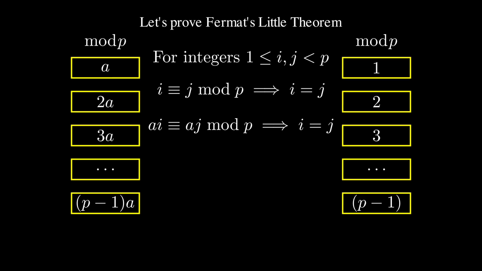For example, elements in the left set can be expressed as a times i and a times j, where i and j are greater than or equal to 1 and less than p. And so it essentially says if a times i is congruent to a times j mod p, or any elements in the left set are congruent, then those elements are equal to each other, implying, as in the previous case, that elements in the left set are all distinct. Now, we can't just assume these. Mathematics is all about proving, so let's prove these statements.